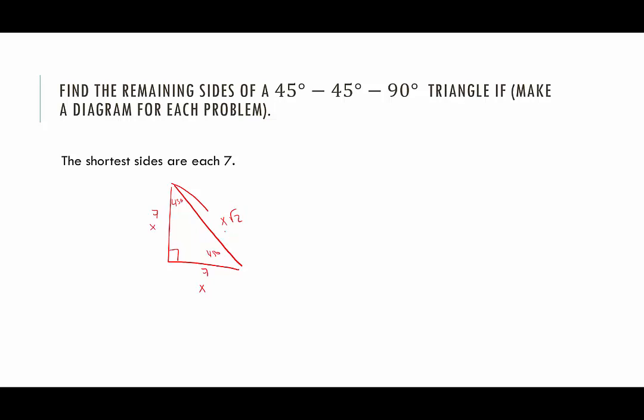So the longest side is going to be 7 radical 2. And we can just call it the hypotenuse. There's no reason to call it the longest side. The hypotenuse would be 7 root 2. All done. And again, this is really nice because if you forget, you can always just use the Pythagorean theorem. 7 squared plus 7 squared equals the missing side length squared. That would be 98, the square root of 98, which would be 7 root 2.